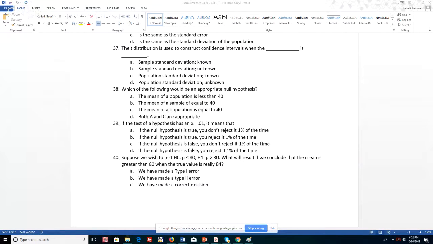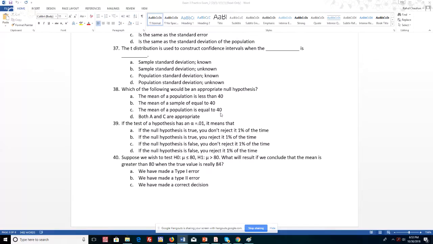So the other thing about null and alternative hypotheses is that it's always going to correspond to a population parameter rather than a sample statistic. So it's definitely not going to be B, because this is pertaining to a sample. It's not going to be A because it's not one of our signs. And the population is equal to 40. This is why C is going to be a good answer.